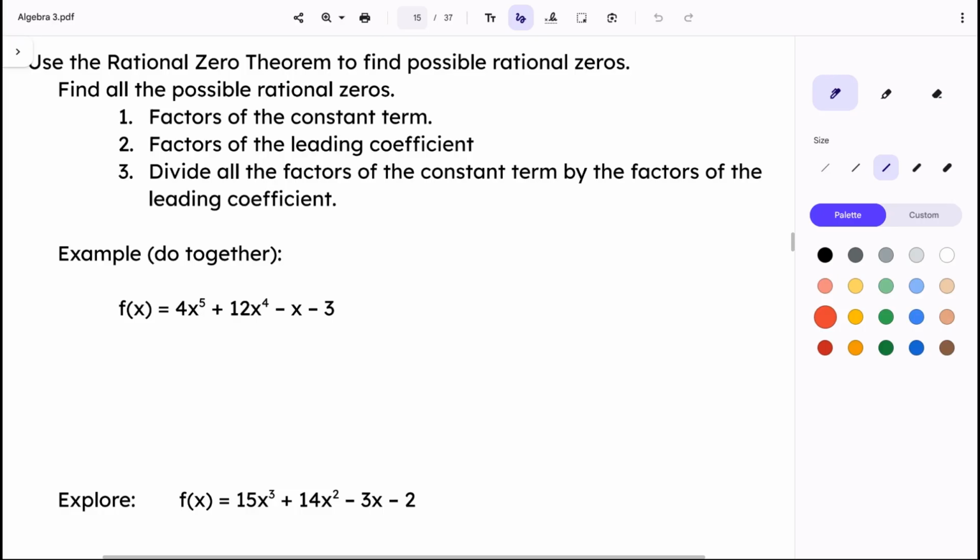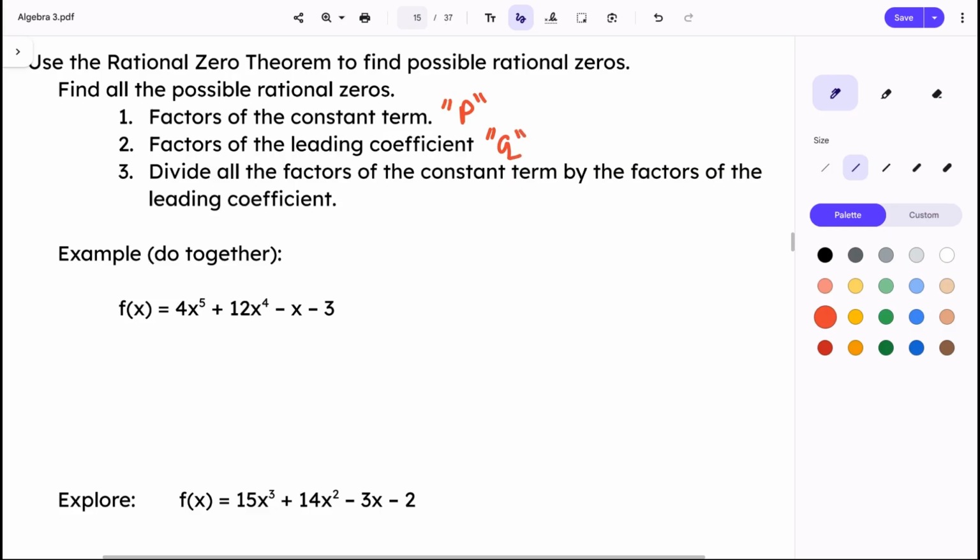To do that, we're going to list out all these numbers using two pieces from our equation. One of them is sometimes known as the P, and one of them is known as the Q. And so we're going to do P's over Q's, which again, you might have done this last year in Algebra 2. We talked about doing P's over Q's. And so up here it says you're going to find the factors of your constant term. That's known as your P term. Then you're going to find factors of your leading coefficient, and that's going to be your Q.